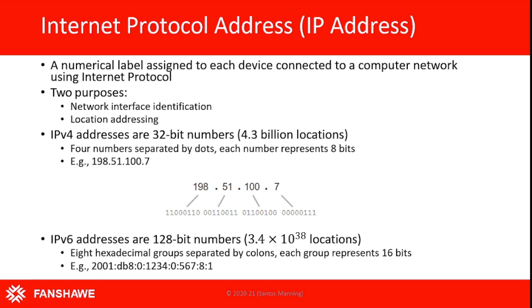The latest one, which was introduced lately, is IPv6, because of the scarcity of addresses with IP version 4. We are almost at the limit of utilizing all those IP addresses already, so they introduced IPv6. It is 128 bits, which is 3.4 times 10 to the power of 38 locations. You have 8 hexadecimal groups of numbers, separated by colons, and each group represents 16 bits. Kindly take note of this one, it's very important.